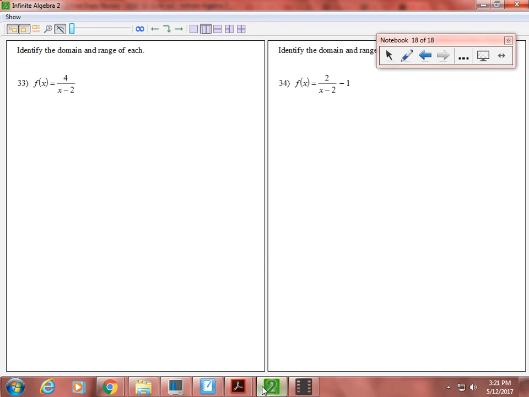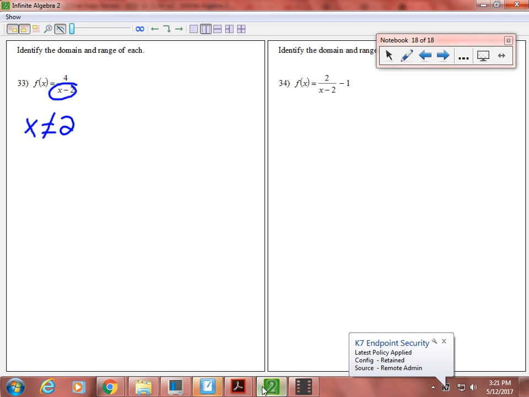We are going to start at number 33 now. Okay, so it's saying to identify the domain and the range. Well, the domain and the range is just the way of saying what can't x be and what can't y be. So I know that in this one, x can't be equal to 2.